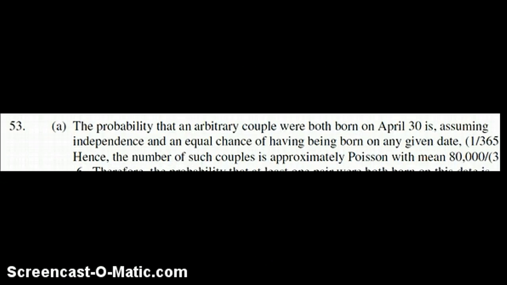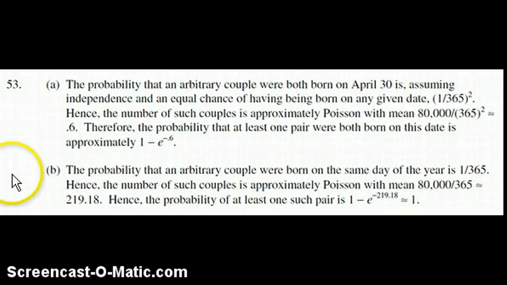And finally, we have number 53. So we have 80,000 marriages in New York last year. Estimating the probability, part A, that on an arbitrary couple, both partners were born on April 30th.